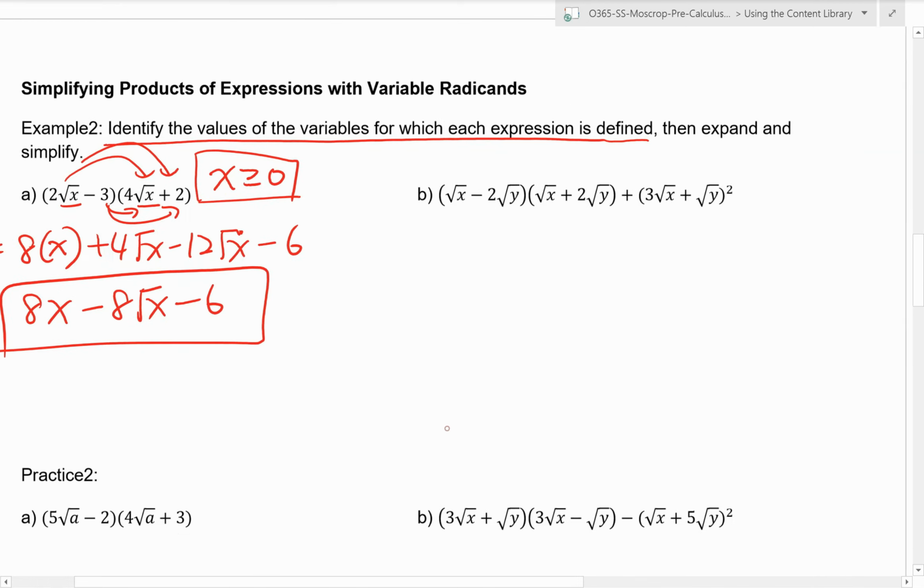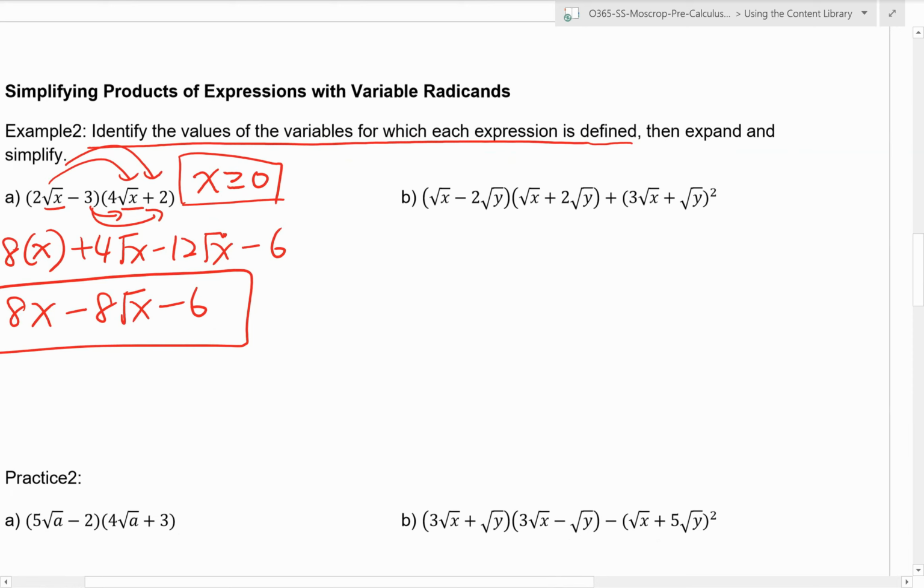Okay, part B. I look at this again, I see square root of x, square root of y. That just tells me that x has to be greater than or equal to 0, and y has to be greater than or equal to 0. And everything else will be fine. So now I can actually expand this and simplify. Root x times root x is x. Root x times 2 root y is 2 root xy.